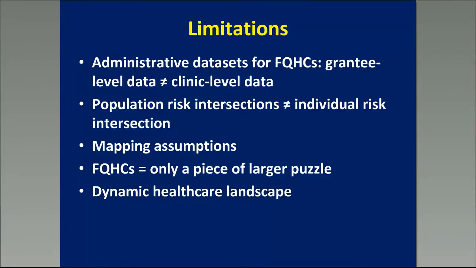So, very specific limitations of the FQHC data sets include the idea that the grantee level data is not equivalent to clinic level data, so there's a lot of potential for misclassification there. Population risk intersections are not equivalent to individual patient risk intersections, and so that's another potential issue. We're making mapping assumptions when we say a clinic's located in a certain census tract with a high proportion of foreign-born. We don't know if the foreign-born folks in that particular geographic area are going to that FQHC clinic, so that's a major assumption right there.